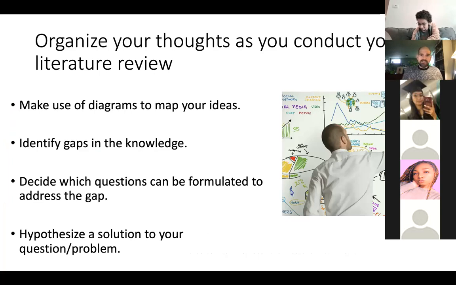All right. So the other thing that you want to do is organize your thoughts as you conduct your literature review. I personally like making diagrams, and just like word, circle, arrow, to just sort of make a flow chart or something of the sort, to make sure that you start visualizing all your ideas and how they connect. It's an easy way of staying organized and letting your ideas flow.